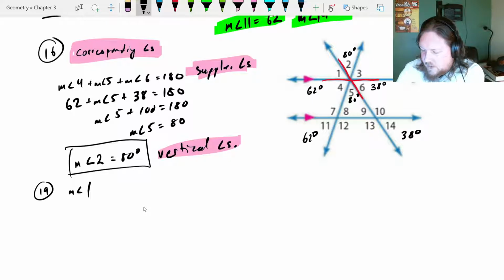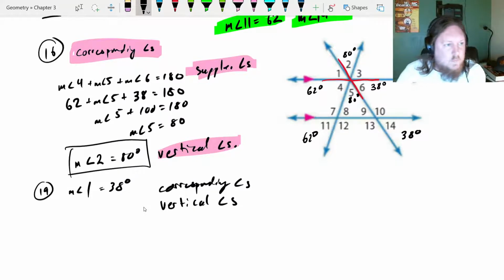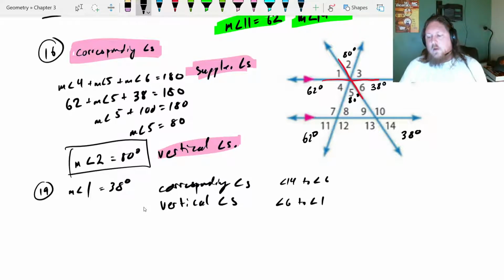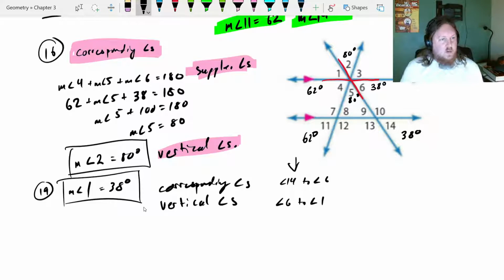So how do I figure this out? Measure of angle 1 is 38 degrees because corresponding angles, that got me from the 14 to the 6, and then vertical angles from the 6 to the 1. So angle 14 to angle 6, angle 6 to angle 1. You don't really need this column of information here, but I thought that might help. Because that one moved a lot faster, right? No calculation to do there.